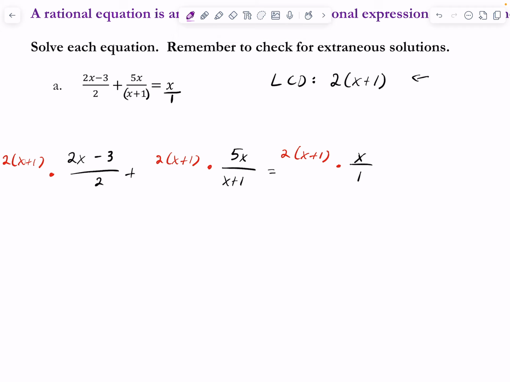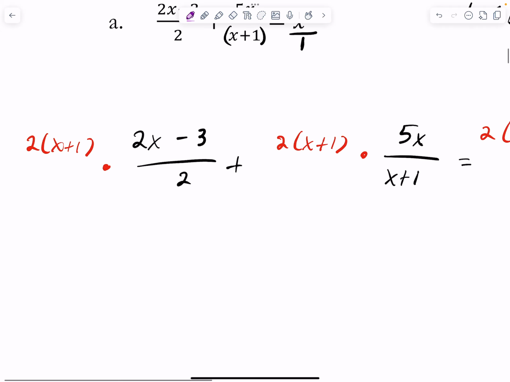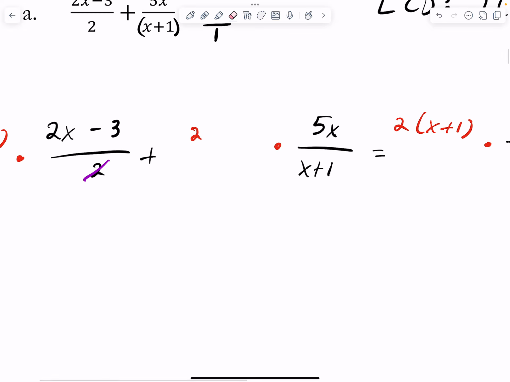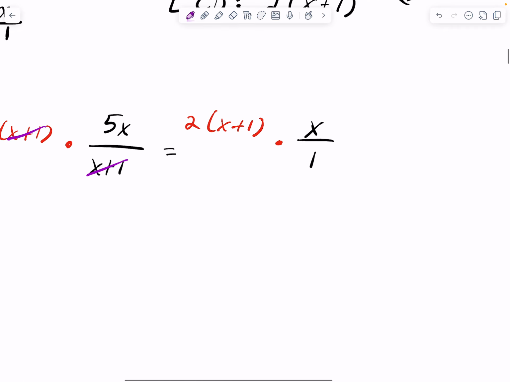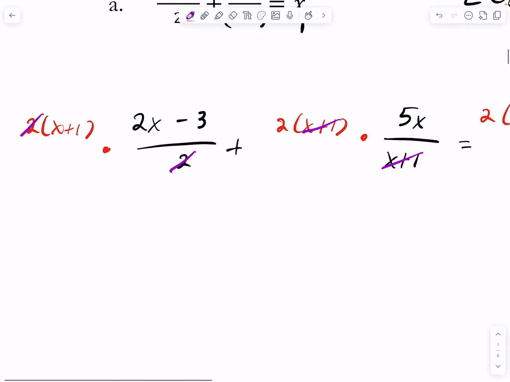I'm going to look diagonally to see what crosses out. So with this first one, the 2's cross out. With this next one, the x plus 1's cross out. And with the last one, nothing crosses out, right, with that 1. So here's what I do.